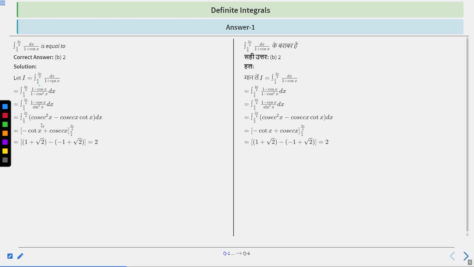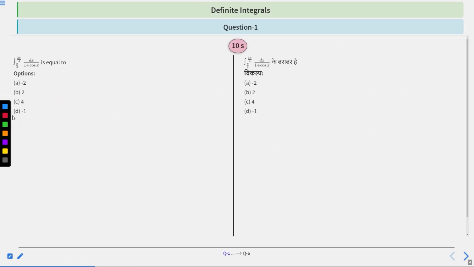Therefore, the integration of cosec square x dx can be written as minus cot x, plus the integration of minus cosec x cot x dx, which is basically cosec x. And the limits of integration are from pi by 4 to 3 pi by 4. When you put the limit 3 pi by 4, you will get 1 plus root 2, minus, when you put the limit pi by 4, you will get minus 1 plus root 2. After solving this, you will get the answer as 2, which is option B. And B is the right choice.